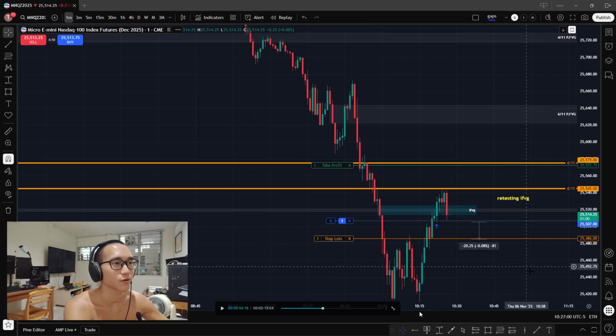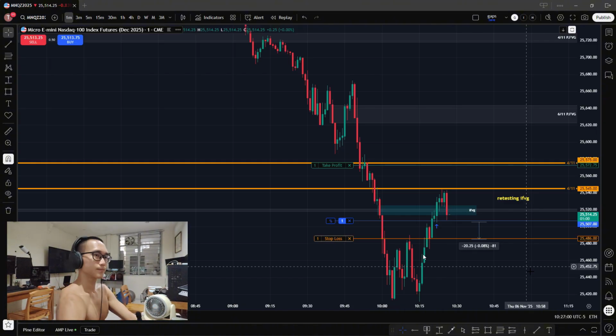Okay, so right now I want to talk about this entry right here, the entry that I missed because I was hesitating. But why is it a very nice entry? First, this price leg here is the manipulation leg where it took out the opening range high and opening range low, took it out here, then later trades back up. We have a balanced price range along with a breaker, along with a fair value gap, with time.